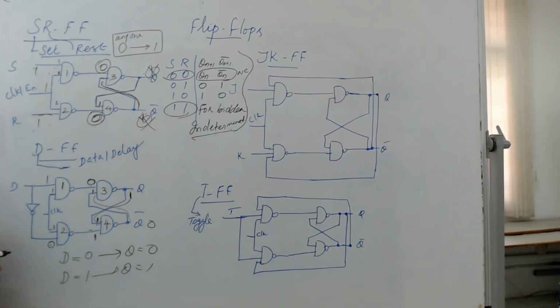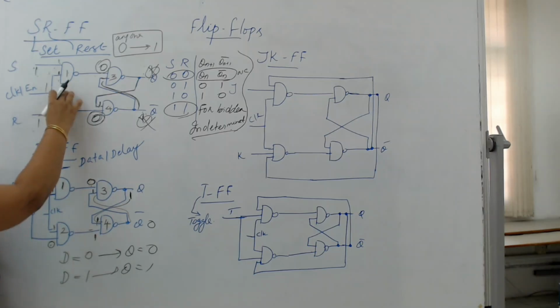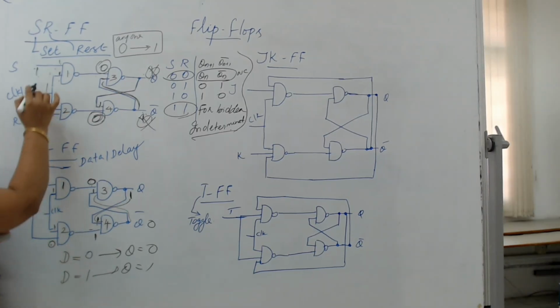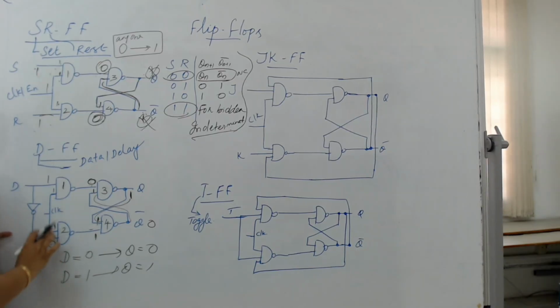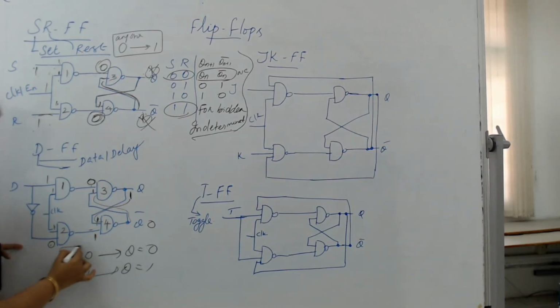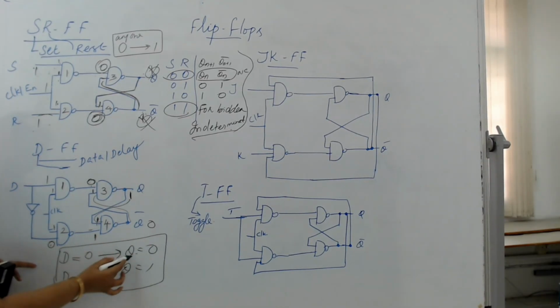So this is the D flip-flop. The small change between the SR and the D flip-flop is, in the SR flip-flop, the S input is inverted and we are giving it to R. This is what the D flip-flop is. If D is 0, then Q is equal to 0. If D is 1, then Q is equal to 1.